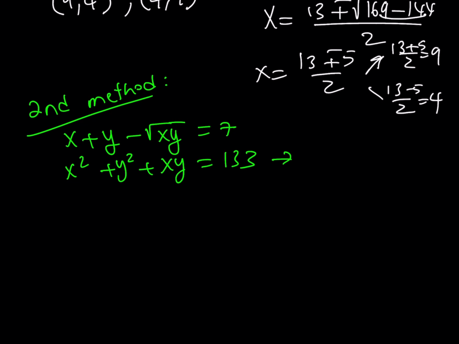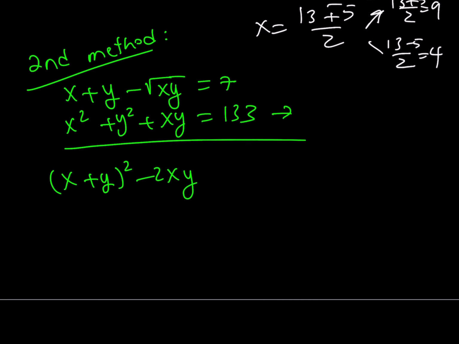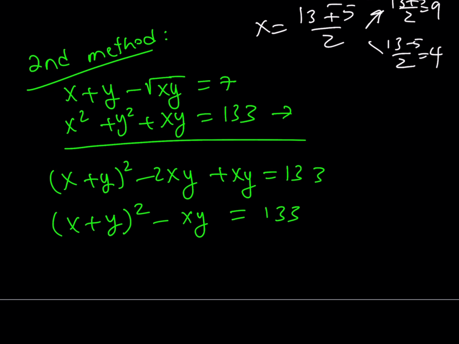If you look at the second equation carefully, I can write it, and we actually did it like that before, but we didn't really proceed. So we can write it as x plus y quantity squared minus 2xy plus xy is equal to 133. And here, if you simplify, you get the following. So what's so special about it, right?